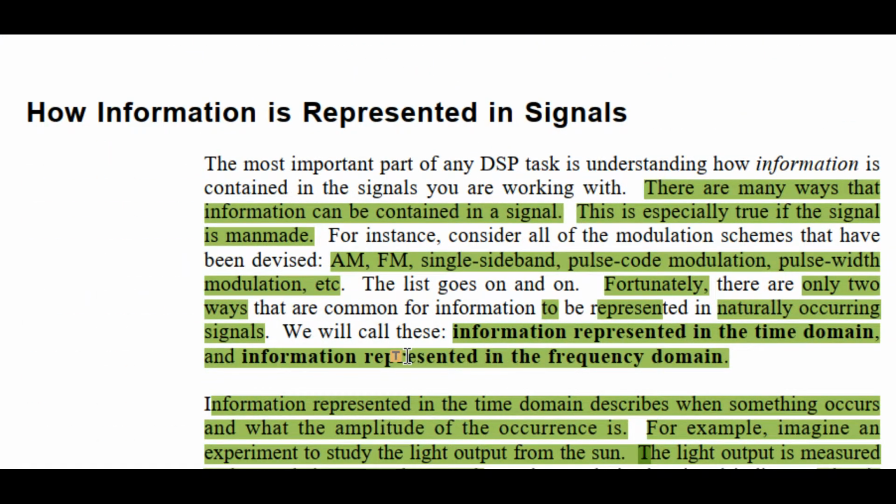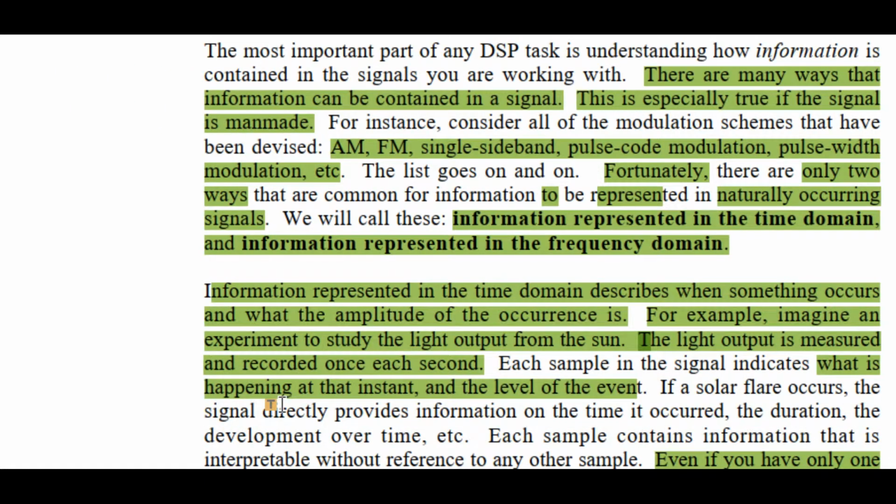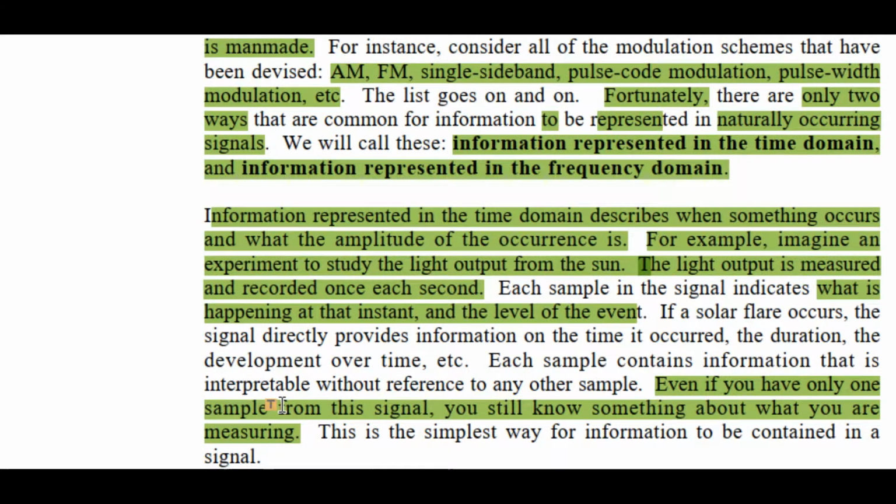Now, how is information represented in signals? There are many ways to represent information, but luckily only two ways are needed: information represented in the time domain and information represented in the frequency domain. So there are basically two ways to represent any signal.